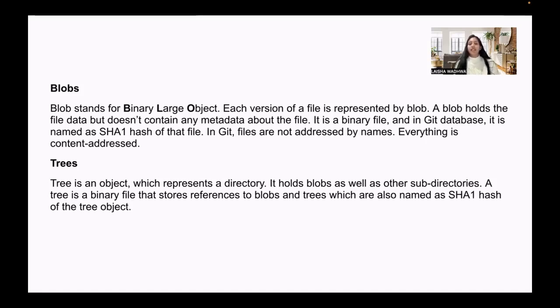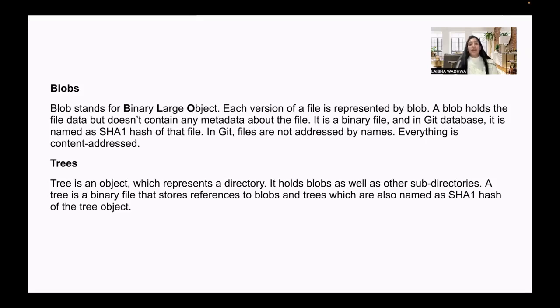Given that it's a binary file, in the Git database it's named as an SHA-1 hash of the file. So remember that in Git, files are not addressed by names internally, but by their SHA-1 hash, or unique identifier. Everything is content addressed. Not that you need to remember all of this. This is how internally all of this works. This is how it is able to make version control so seamless for you.